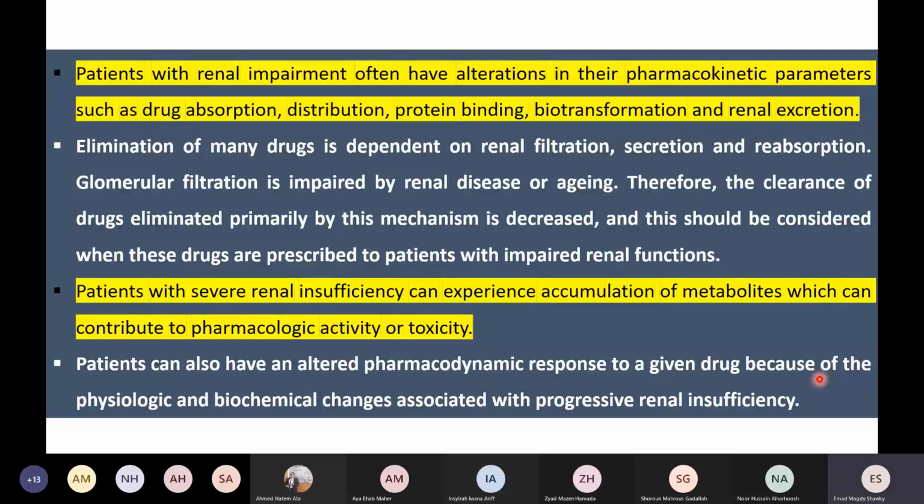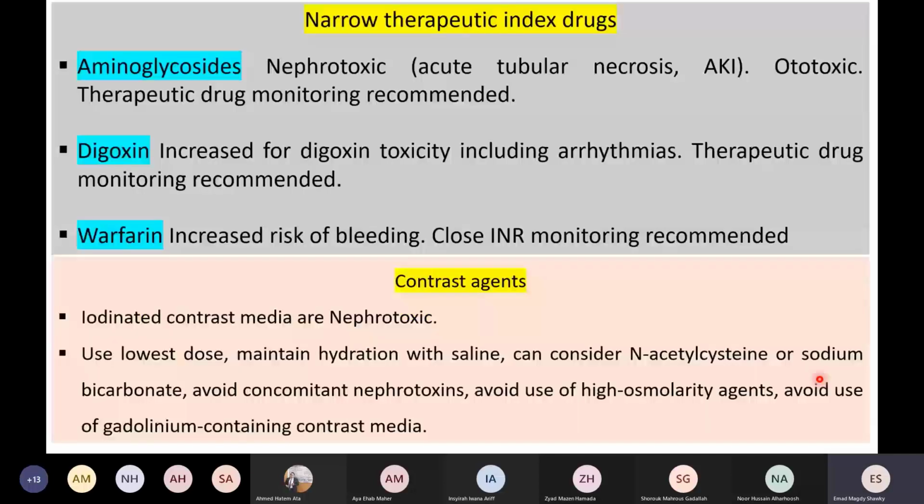And those are 4 very important examples. Number 1, the drugs with narrow therapeutic index. Do you know this term? Do you know the drugs with narrow therapeutic index, or not? Don't know this term? No. A drug with narrow therapeutic index means that the difference between the therapeutic dose and the toxic dose is very narrow.